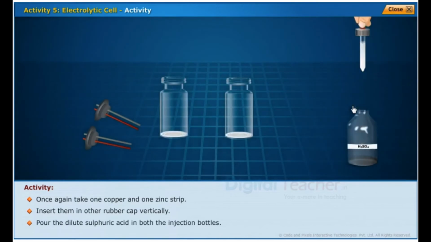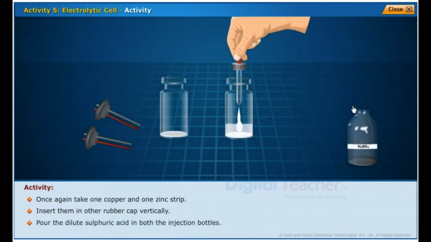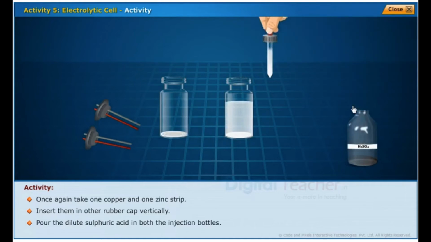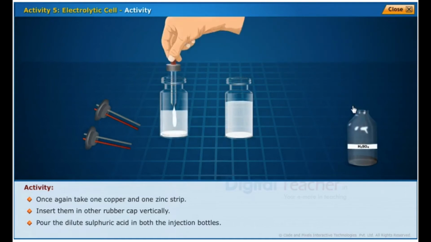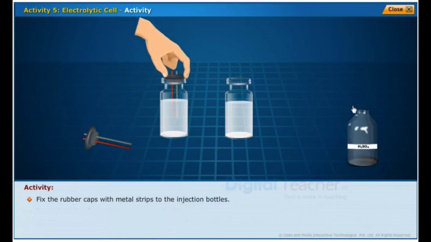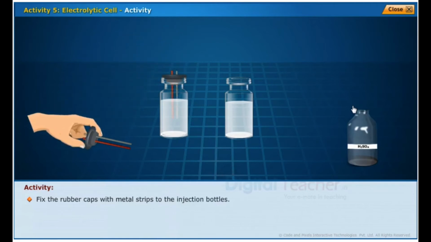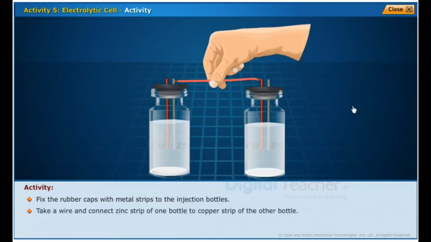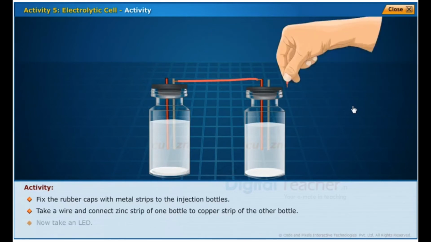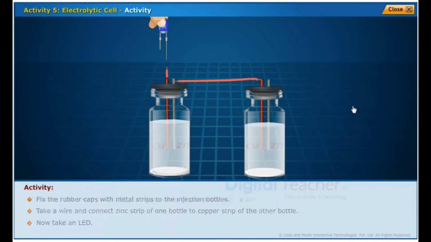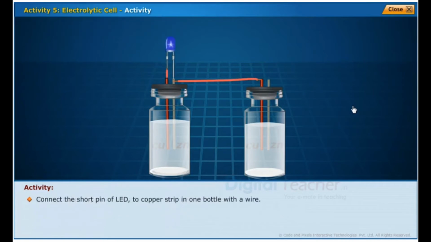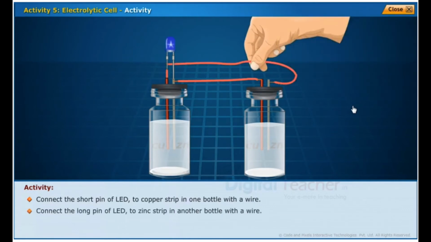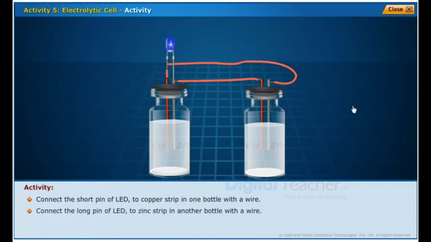Pour the dilute sulfuric acid in both the injection bottles. Fix the rubber caps with metal strips to the injection bottles. Take a wire and connect zinc strip of one bottle to copper strip of the other bottle. Now take an LED. Connect the short pin of LED to copper strip in one bottle with a wire. Connect the long pin of LED to zinc strip in another bottle with a wire.